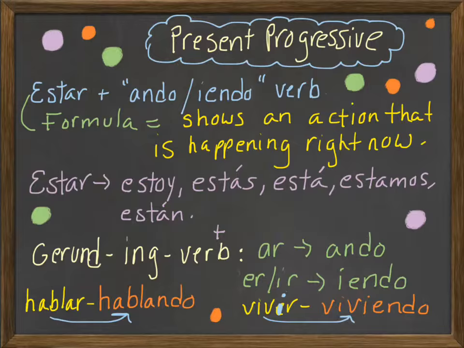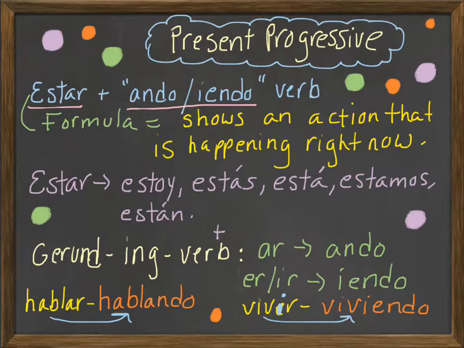Okay, so remember the present progressive is used when you're showing an action that is happening right now. And to do this, you're going to use this formula. It's going to be estar plus an ando or a yendo verb, which is translated like ing in English. Okay, that's the formula. Estar plus a gerund. Okay, that's the ing verb. So it shows an action that is happening right now.